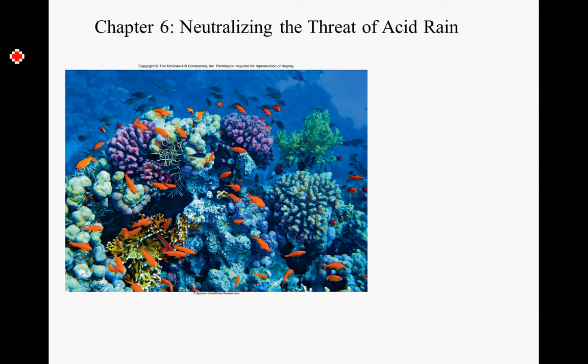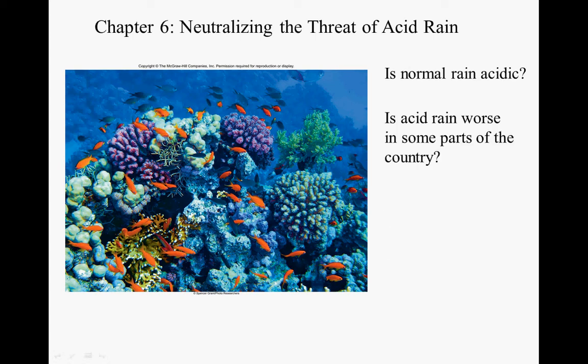In this chapter, we will be discussing acid rain. We will talk about what it is, if it's normal, and how it's different in different areas, and how to neutralize it.